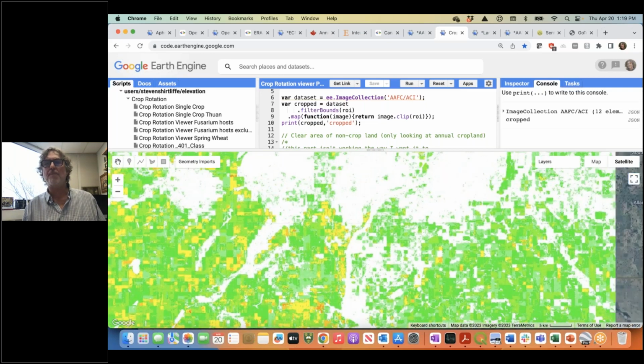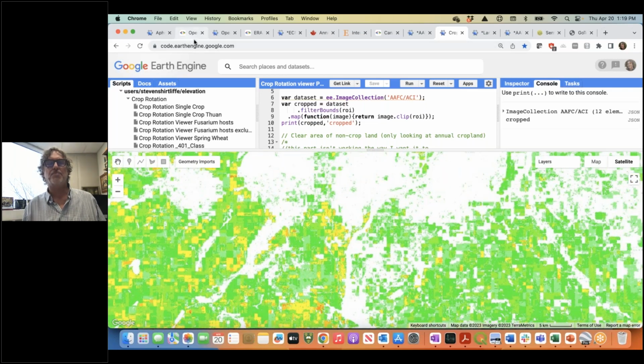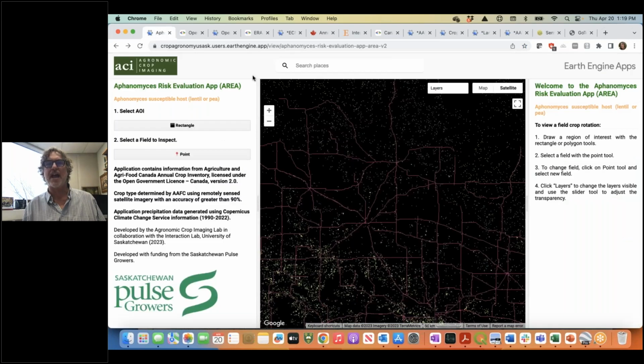And this is what prompted me to get the idea to put together the Aphanomyces risk app. Maybe I'll start the demonstration of it now, and then we'll go back and talk a bit more about how I got some of the other data. When you first open it up, this is what you see. This is the Aphanomyces risk evaluation app.